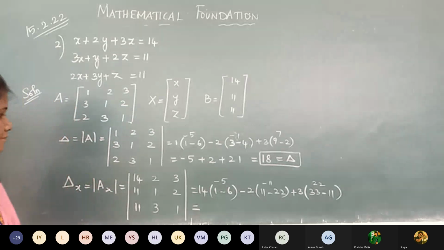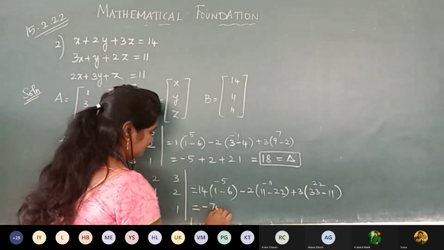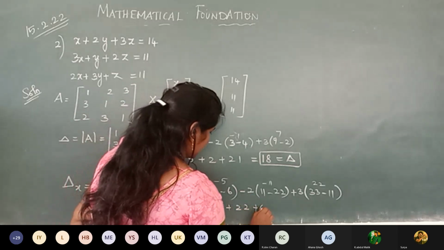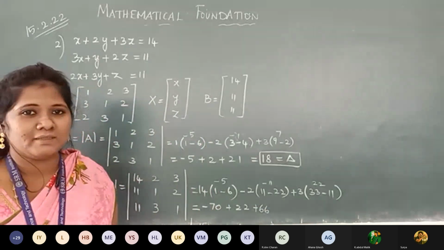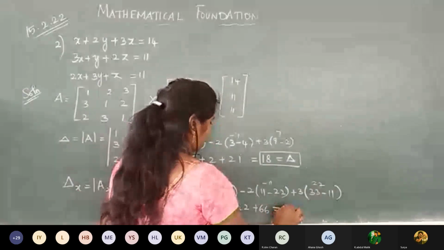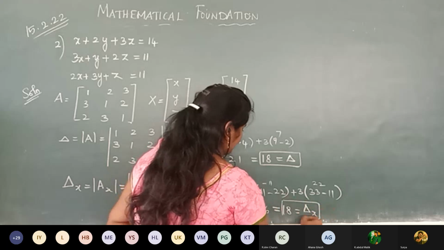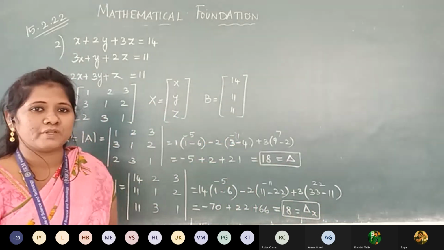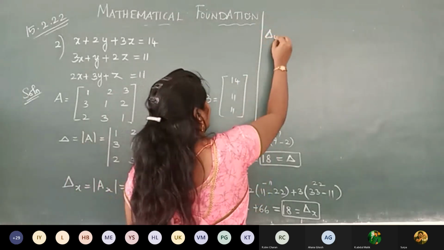So 14 5s are what? 70. So minus 70 plus 22 and plus 66. Okay. We are getting 18. Yes or no? Are you getting 18? This is your delta x. Did anyone get delta x? I've given so much time. Did you get it or not? Delta x. Similarly, find out your delta y.